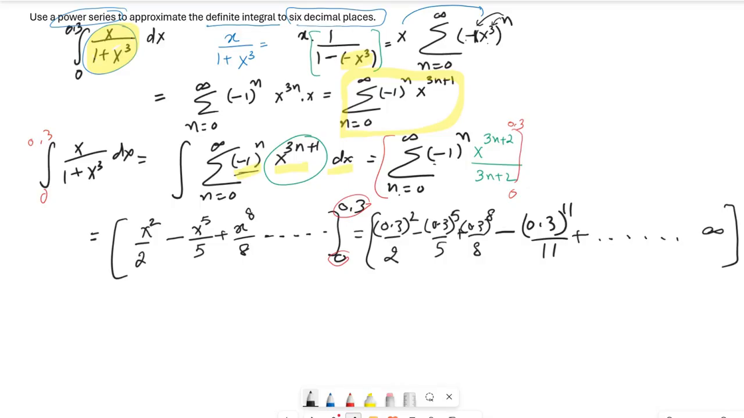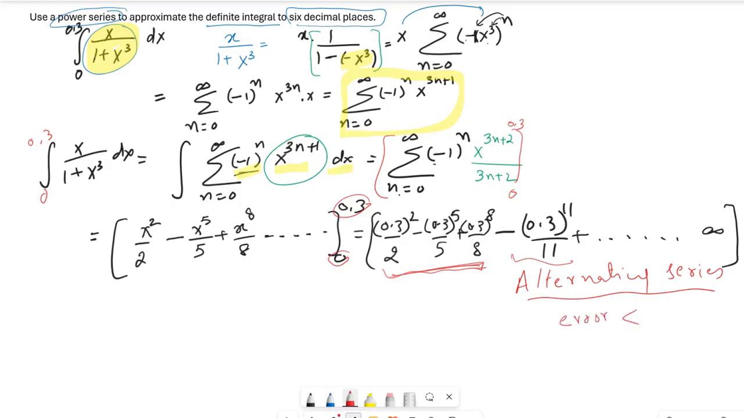Now, if you want to calculate this, we need to just approximate it, right? This is what kind of series? This is an alternating series. So remember, alternating series can be calculated with a few terms so that your error would be smaller than the next term. So I'm going to just say, if I add my first three terms, then the error will be less than b(n+1), so that will be b4. So the error will be less than 0.3 to the power 11 by 11.